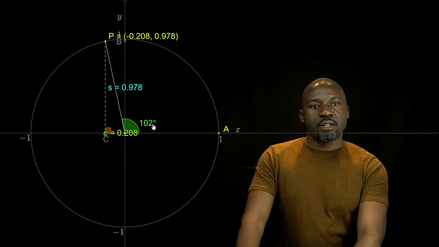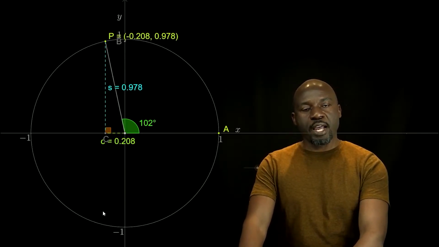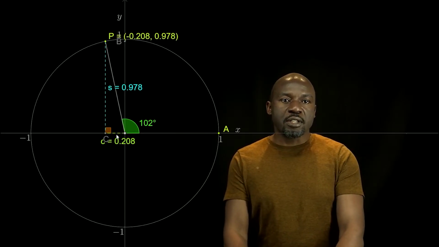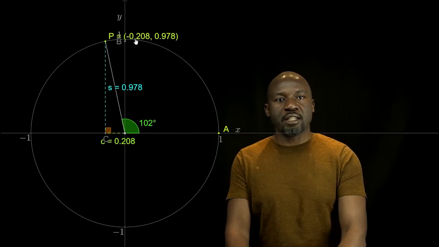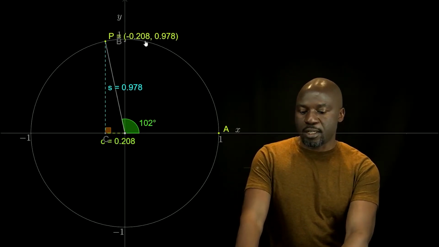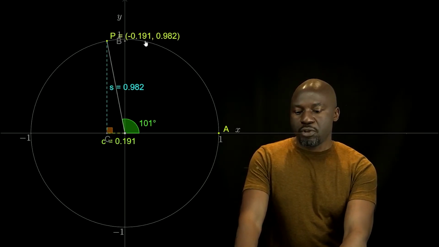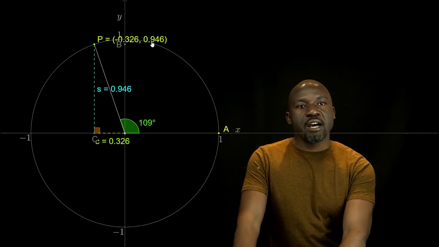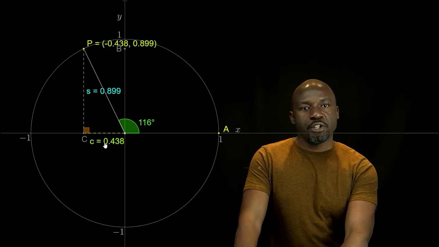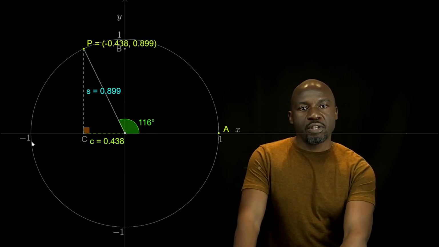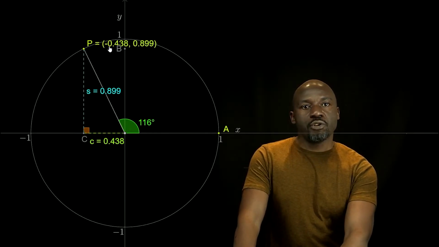My angle is now 102. It should be evident that the value of the cosine is now negative because cosine refers to the horizontal distance from the y-axis, and now that horizontal distance is on the negative x-axis, and therefore this value is the magnitude, but it's actually negative 0.208. So as I continue to increase that angle, we can see now the sine is decreasing, so the sine is still positive, but the cosine is now negative, which makes sense because that distance is now on the negative side. The height is still on the positive y-axis, so this should make sense.